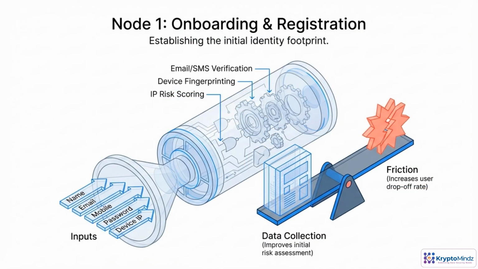Onboarding is where a user's digital identity really begins. From a few simple inputs like name, email, phone, and device details, the system starts building a risk picture. Behind the scenes, verification checks confirm contact points, device fingerprinting links this session to a broader history, and IP scoring flags suspicious networks. Collecting more data can improve risk assessment, but it also adds friction. Your job is to decide when that extra question or check is truly worth the drop-off.